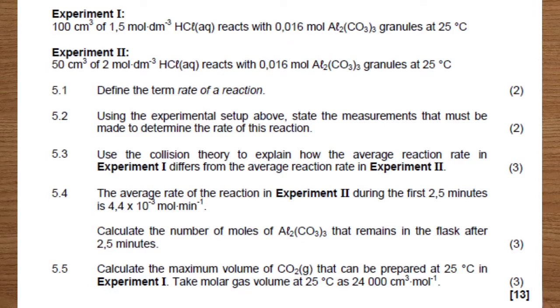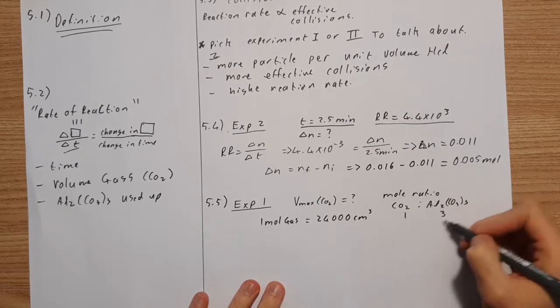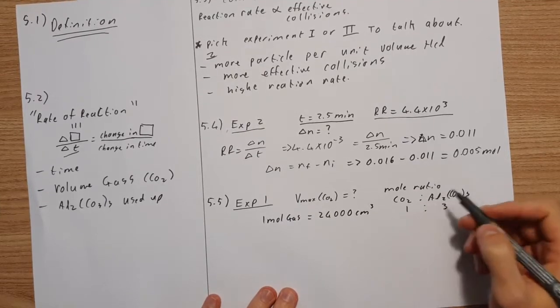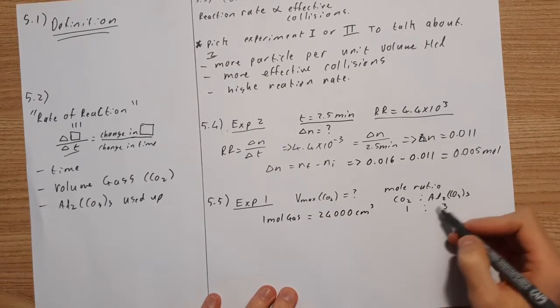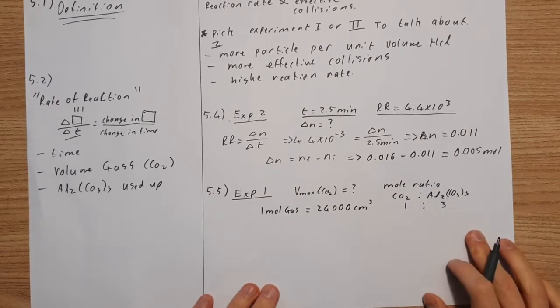Okay, now having a look at 5.5, it says calculate the maximum volume of CO2 that can be prepared at 25 degrees in experiment 1. Take mole gas volume at 25 degrees to be 24,000 centimeters cubed. Okay, so I've written everything here. Remember we have our mole ratio over here. Okay, so what we're going to do is use the mole ratio of Al2CO3 because we've got that, but we want to know how much volume of CO2 we can produce.